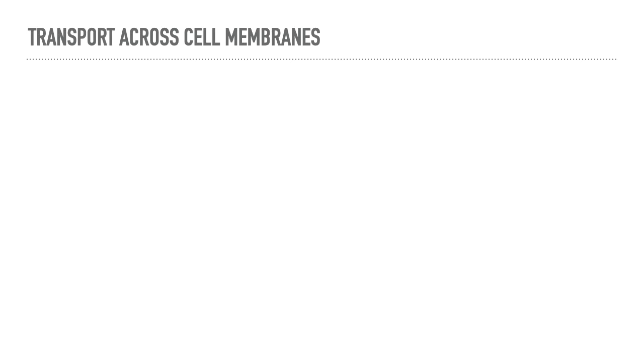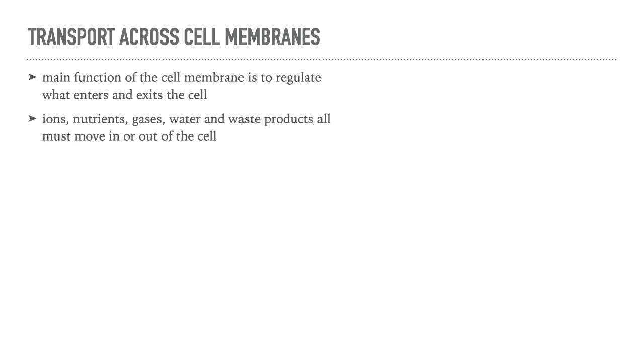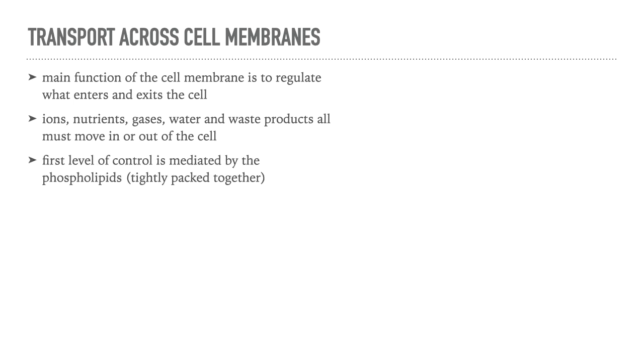All right, so now I'd like to talk a little bit more about transport across the cell membrane, and I'm going to be discussing this for the rest of this lecture. As I've already mentioned, one of the main functions of the cell membrane is to regulate what enters and exits the cell. All kinds of things have to move in and out of the cell: ions on both sides of the membrane, nutrients, gases, water, waste products. All this stuff has to enter or leave the cell.